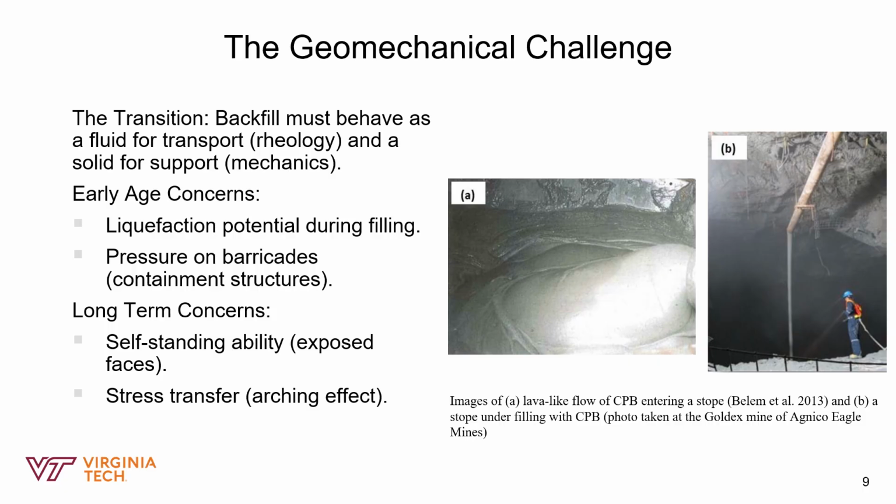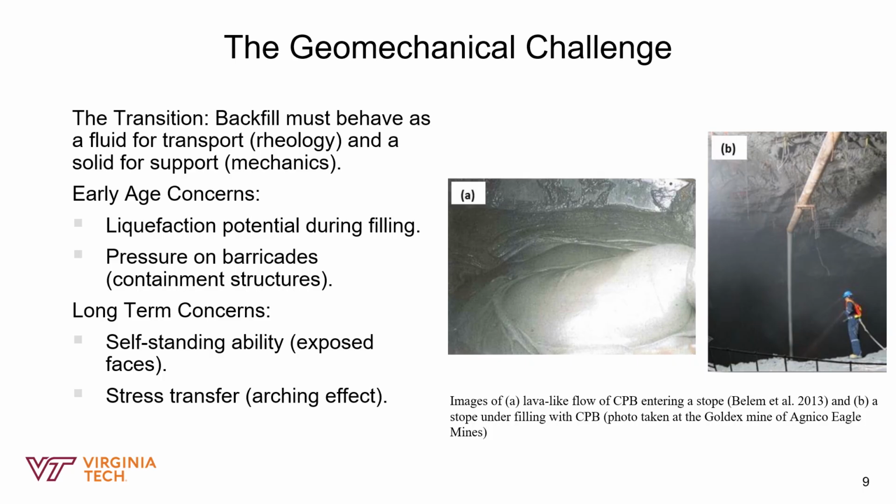So this brings us to the core challenge of backfill engineering. The problem is that backfill has kind of a split personality. It has to do 2 opposite things at different times. First, during transport, it must behave like a fluid so it can flow through mine pipes. We pump the backfill material through pipes underground, and while we are pumping it, it needs to behave like a fluid and not clog. But once it is pumped and settles in the stope, it must behave like a solid. That means it needs to be strong enough to hold up the massive weight of the rock walls.